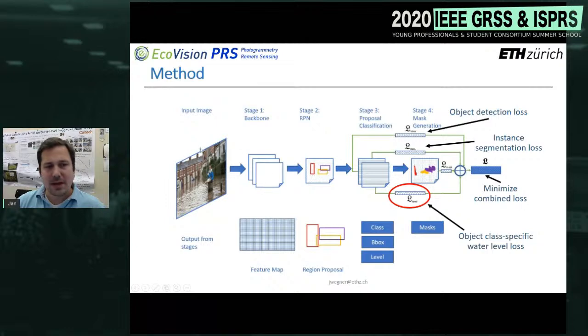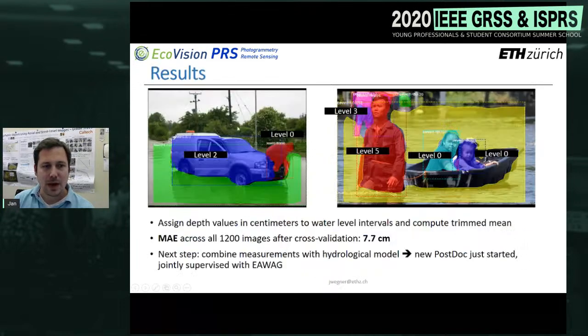And then we come up with an approach that is based on the well-known Mask R-CNN approach, which is an instance segmentation approach, but we add several refinements to it. So this is an object detection loss that is part of the original loss, and it's instance segmentation, so it distinguishes different instances of the same object class, like different humans in the same image. And then we have this object-class-specific water level loss, which looks at how much of a particular object is occluded. We minimize the combined loss, which tells us a water depth per object instance. And then we have a post-processing step where we have all the different water levels per object instance.